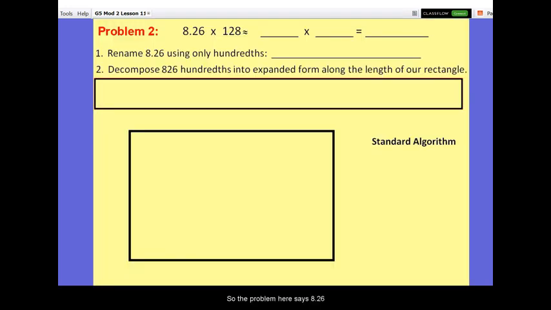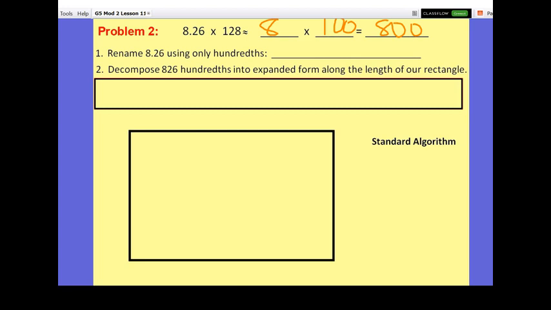So our problem here says 8 and 26 hundredths times 128. The first thing we're going to do is estimate our answer so that we can get a good idea of where we should end up. So 8 and 26 hundredths, I'm going to round that to 8. And 128 is going to round to 100. And 8 times 100 is 800. So my answer should be somewhere around that. It will probably be a little bit more because I rounded down both times. I left my numbers lower than what they actually are. So that means that our answer is probably going to be a little more than 800.